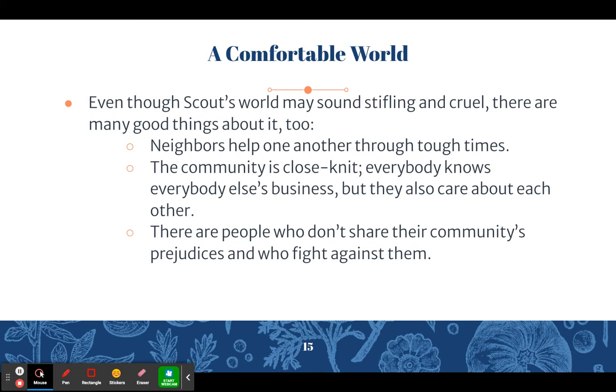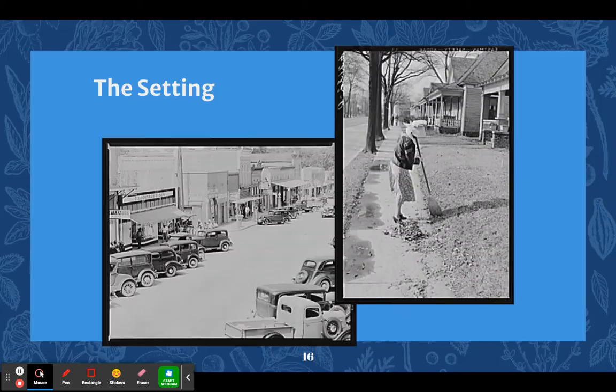And then there are people who don't share the community's prejudices and who fight against them. And so those are really the heroes of the story, and they're portrayed that way intentionally, because those are the people that we are supposed to, through reading, want to emulate, the people who fight against the racism and fight against the prejudice and the stereotypes that exist in that community.